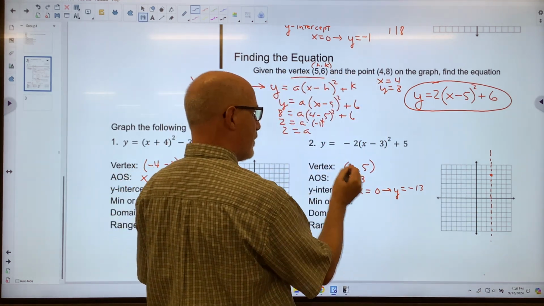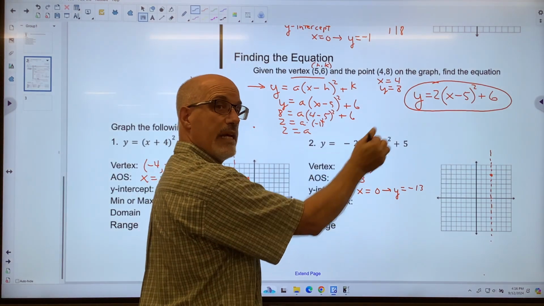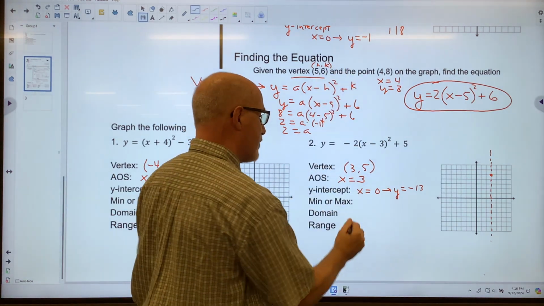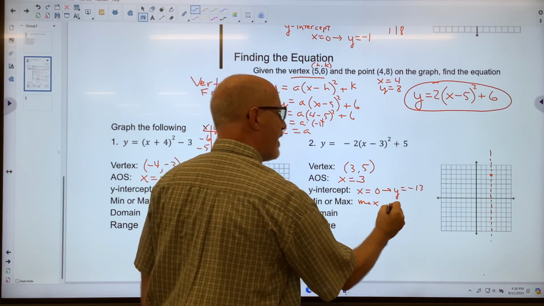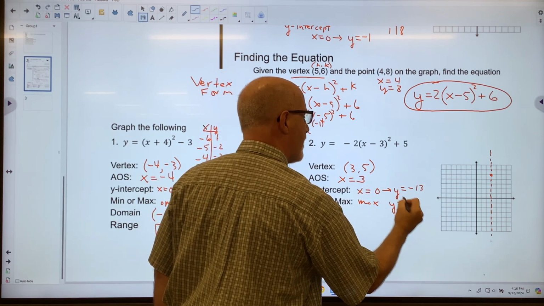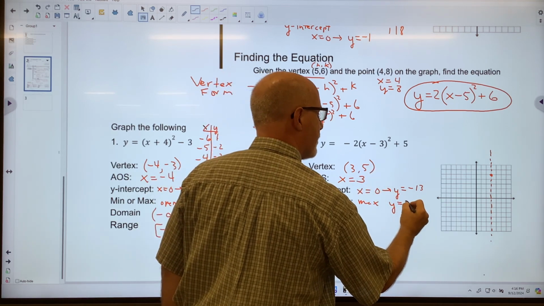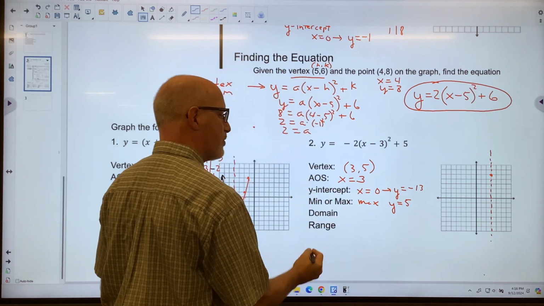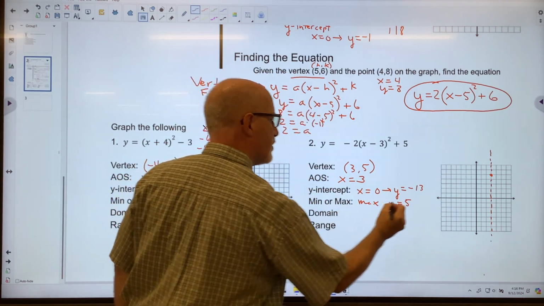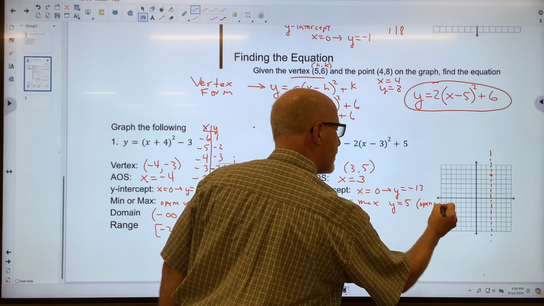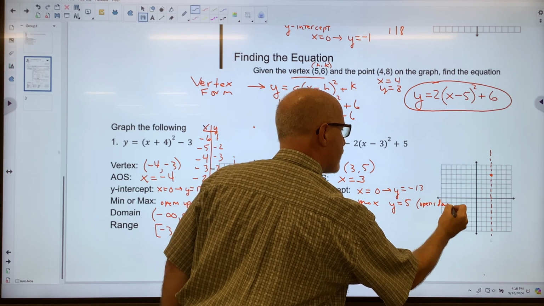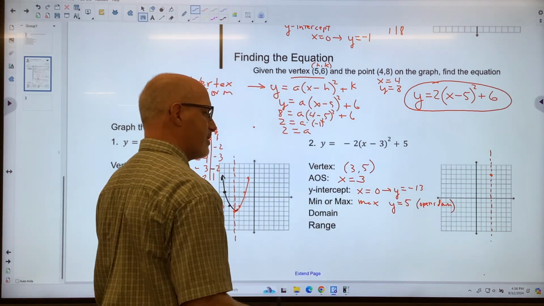Min or max, well this is a negative value. It opens down. So I'm going to have a maximum value, and the maximum value is going to be at the y value of the vertex, y equals 5. So just put a little note here, it opens down. And that's from it being a negative in front.